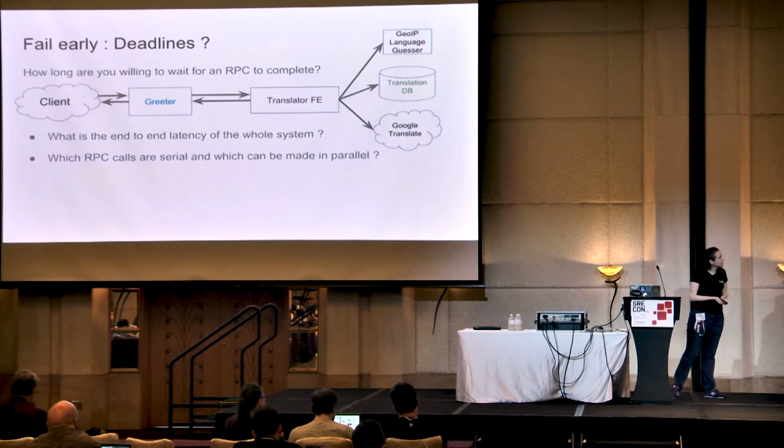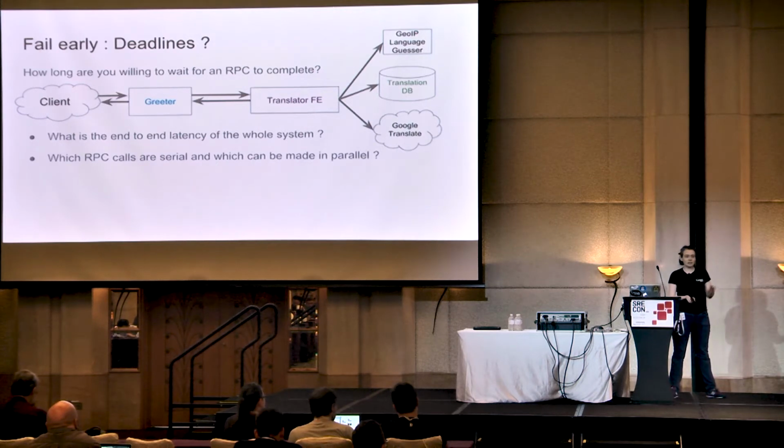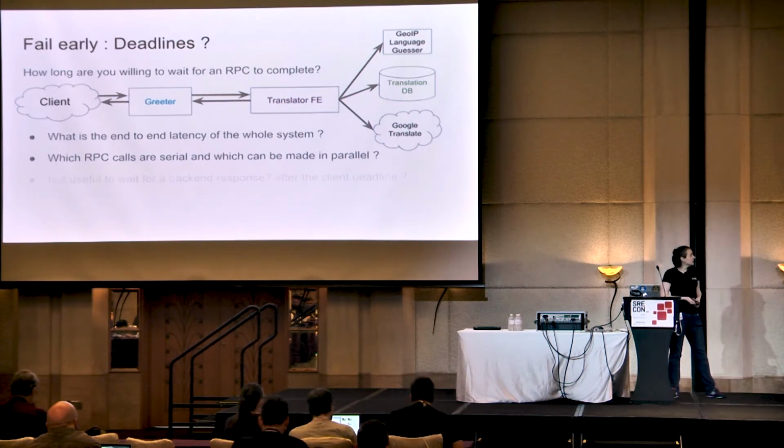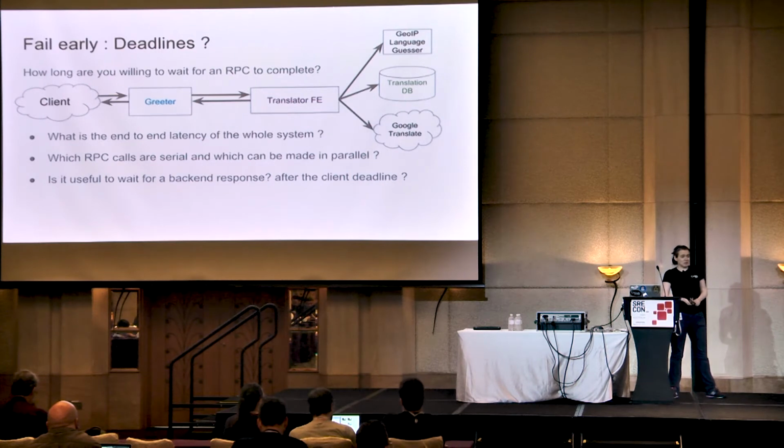So for that translator front end, it's probably going to call out to all three of those backends, depending on what kind of request it's gotten, to get an answer. But if you're the greeter, you just have one backend. So you'll have to do that and then wait to get an answer back. Is it useful to wait for a backend response?